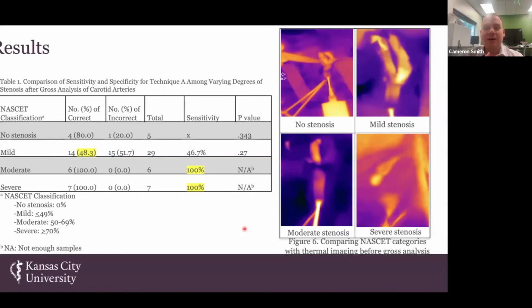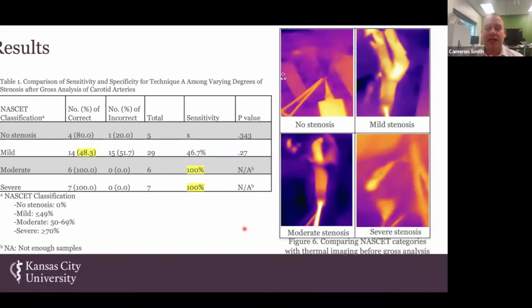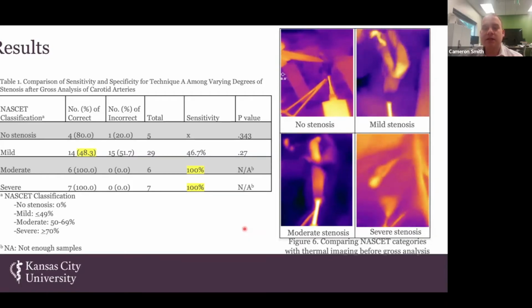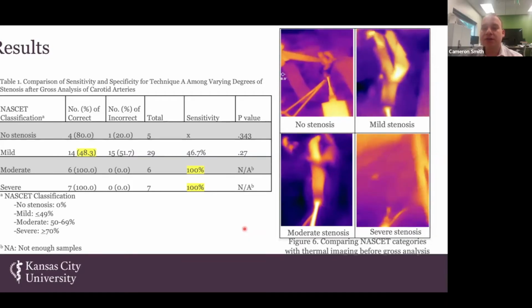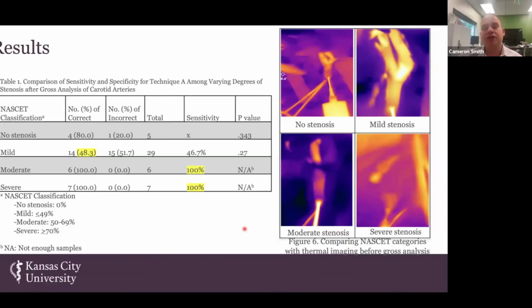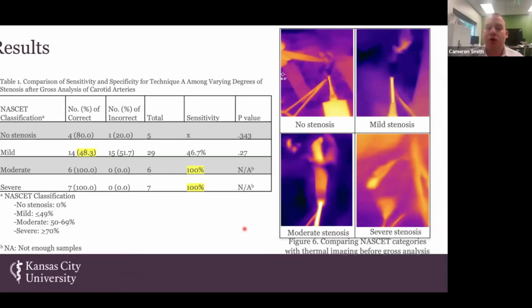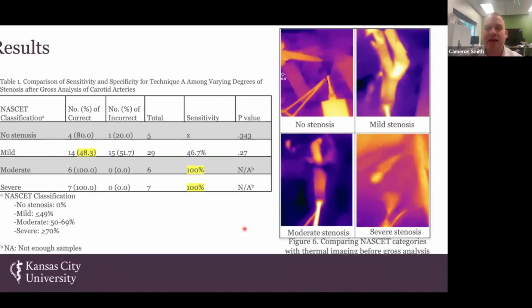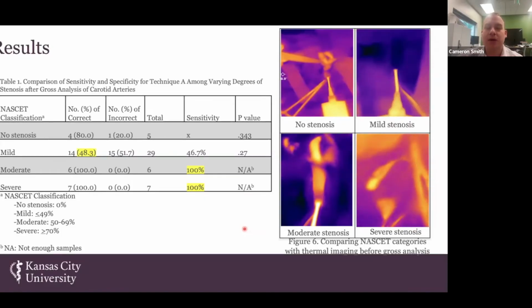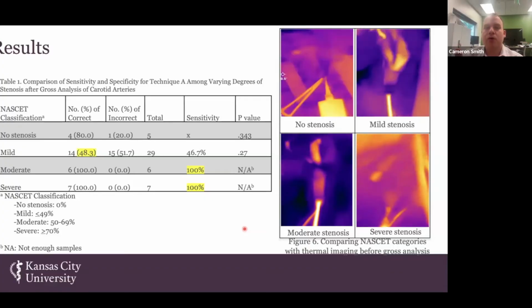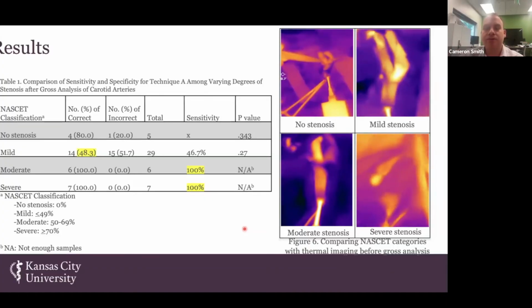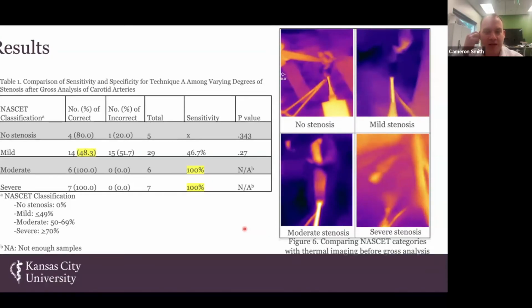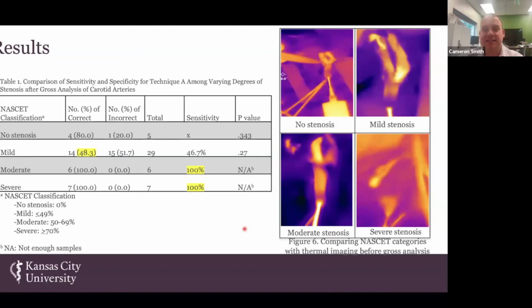If we look at the mild stenosis, although it is a low number correct, it's important to note that the mild stenosis category is from 1 to 49%, which gives it a broad range. And the mild stenosis that we were picking up on thermal imaging was closer to that borderline of moderate to mild. With this in mind, we really loved our results. We thought this experiment was highly successful.